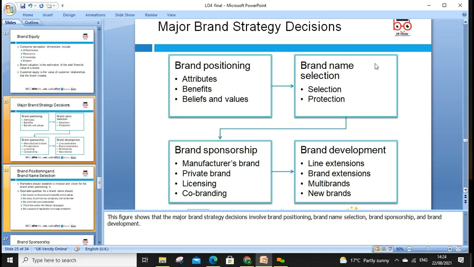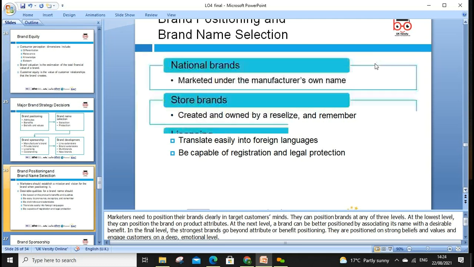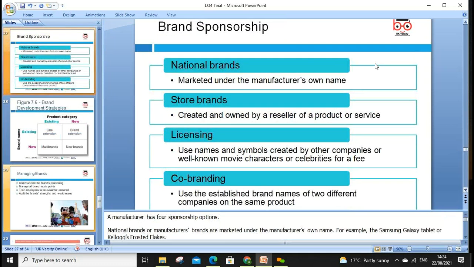Here we are looking at evaluation, brand positioning, attributes, benefits, and beliefs of the customer, and brand names. For brand development and brand selection, the marketer should establish the mission and the brand position. The desired quality of the brand name should be based on product benefits and qualities, and it should be easy to pronounce and recognize, because the brand should be set in the mind of the customer. Otherwise, you're spending money on building a brand for nothing.